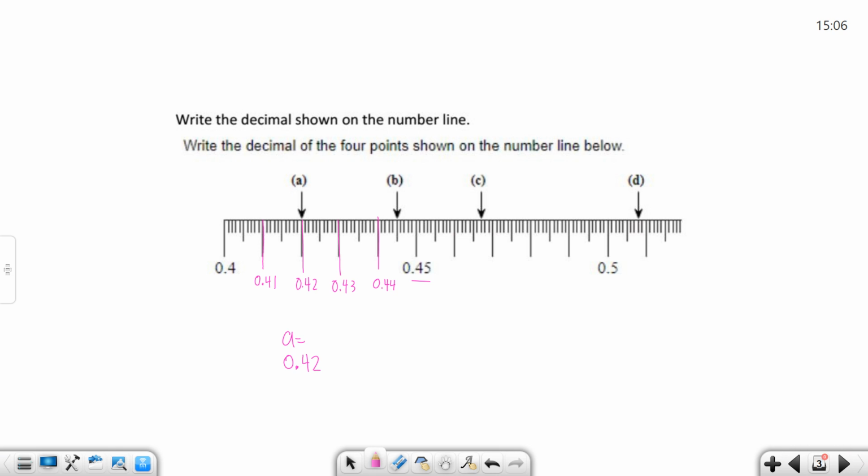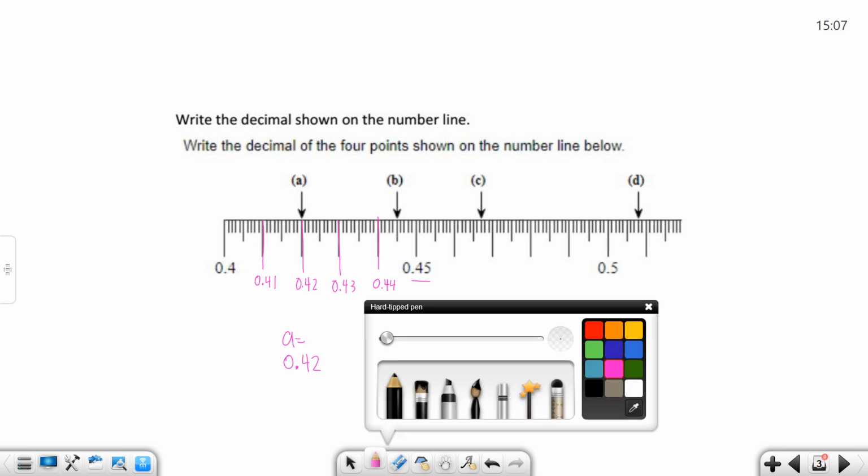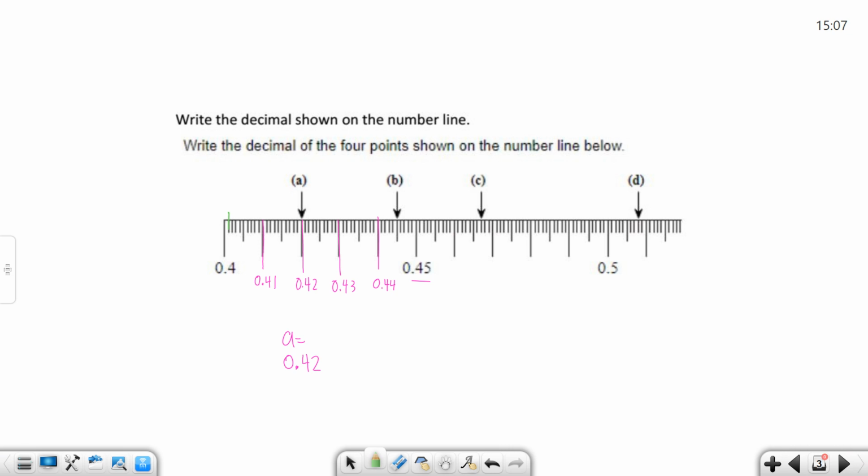Now, in between the pink marks, the 0.4 and the 0.45 are measuring hundredths. So in between the pink marks, you're measuring thousandths. If we look at this one, let me go to a different color. This one is not 0.41. 0.41 is the first pink piece, right? So this is 0.401.